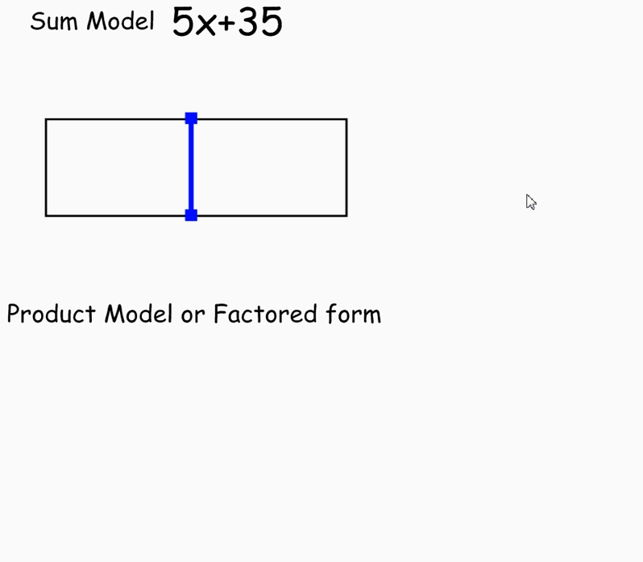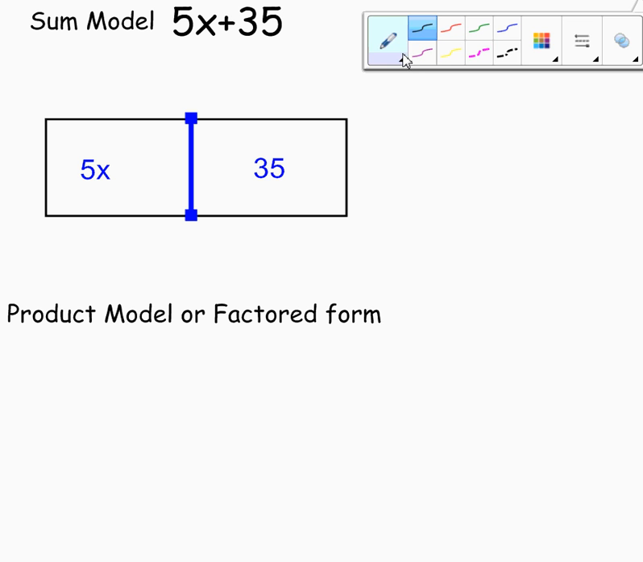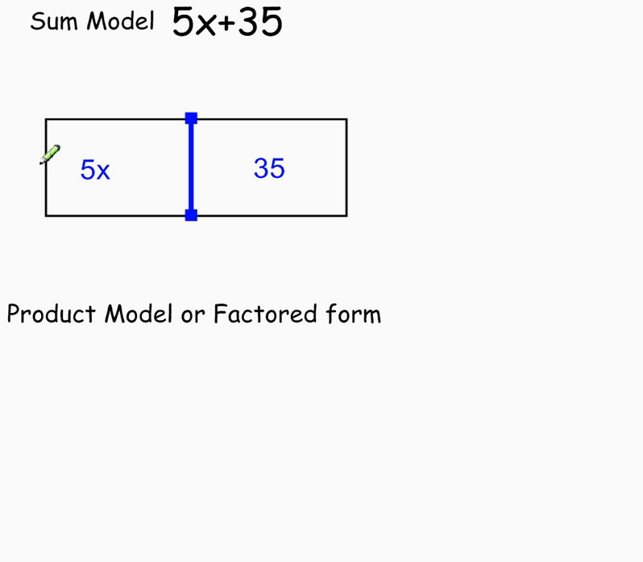So let's step this up. Here's my sum model. I need to put it inside my box. So I have 5x and 35. Now, I'm going to use a highlighter here. Let me get out a nice one. Here we go. I am going to look this direction.